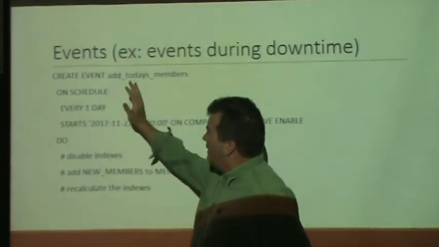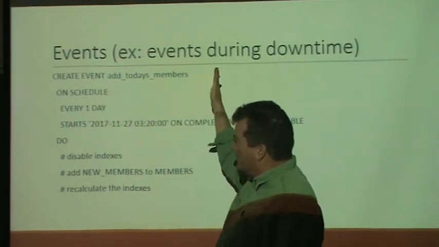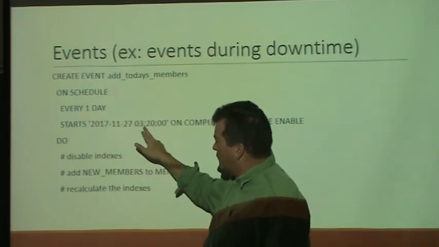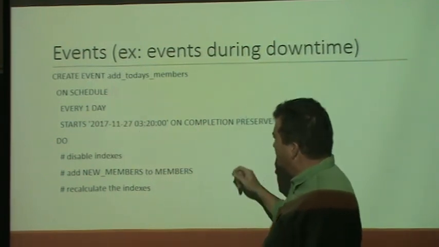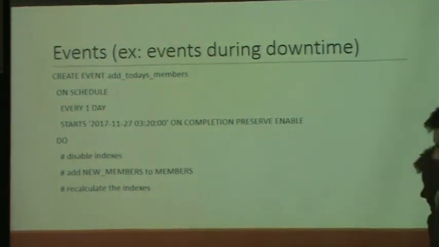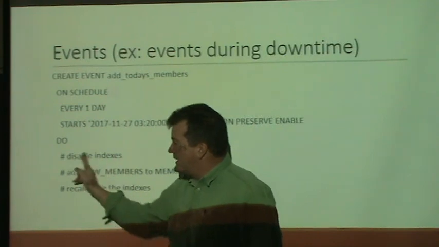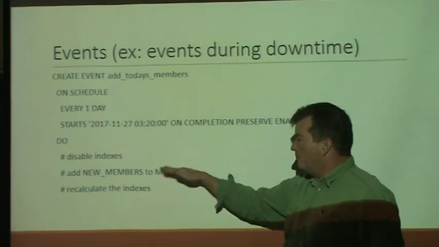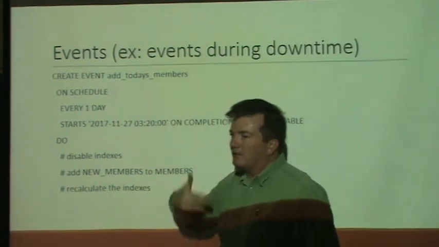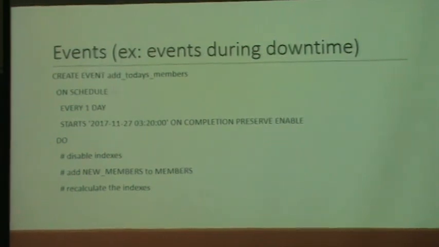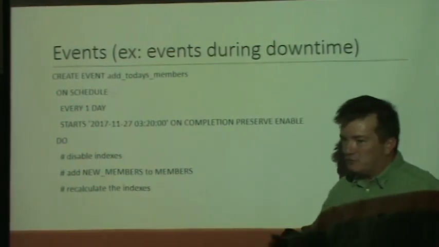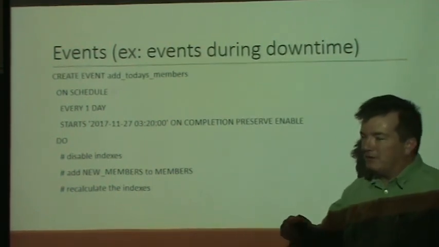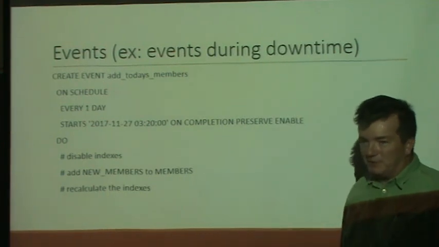So we could say, create an event called add today's members on schedule every day, starting at 3:20 in the morning, and then we could say what our code is. We could disable our indexes, this is just comments, but the code would be: disable our indexes, add the new members to the members table, then recalculate all our indexes and reopen our database. So again, an event is a trigger that runs based on a time of day, whereas a trigger is an event that runs every time the update you specified to the database happens.